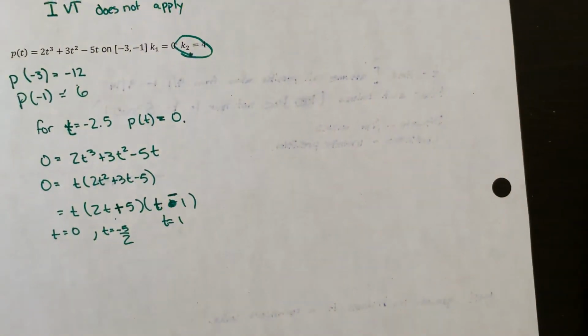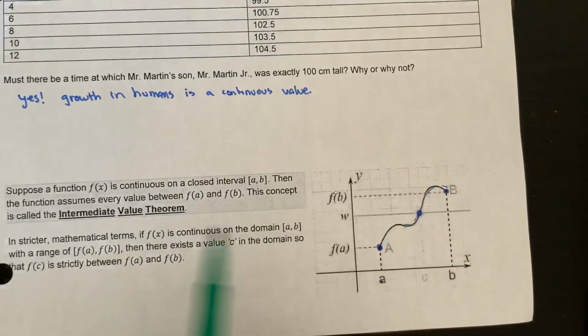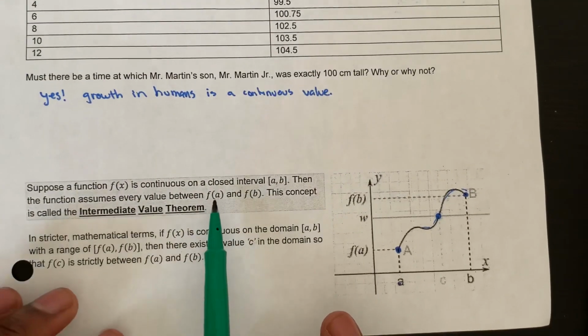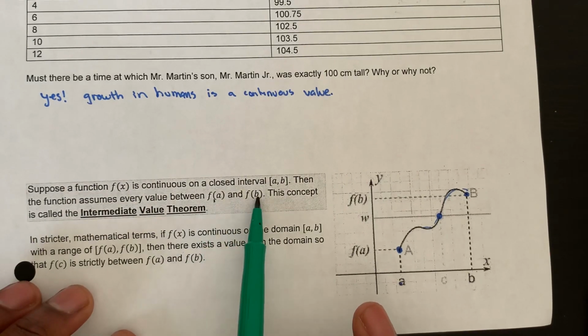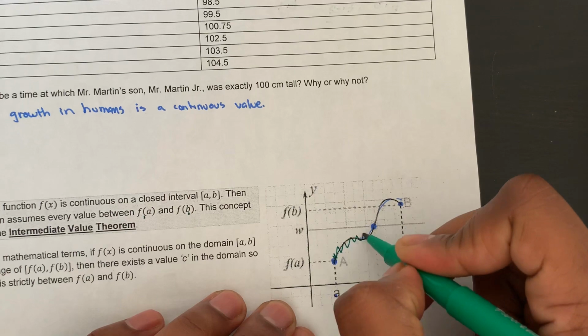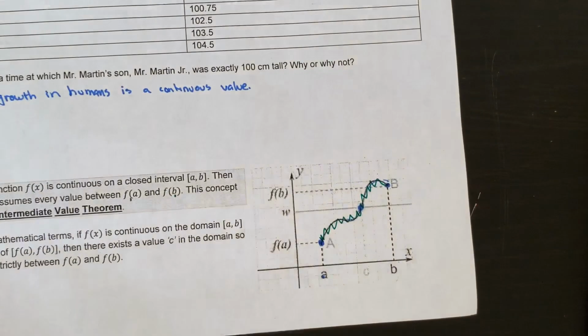So that concludes this video on the intermediate value theorem, which again says a continuous function assumes every value between f of a and f of b if the function is continuous. So between a and b, it assumes all possible values.